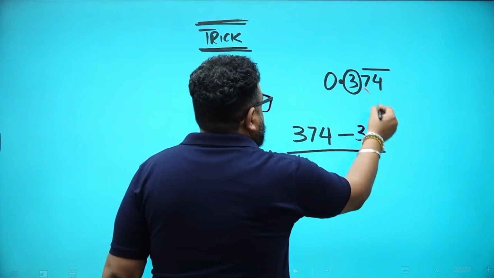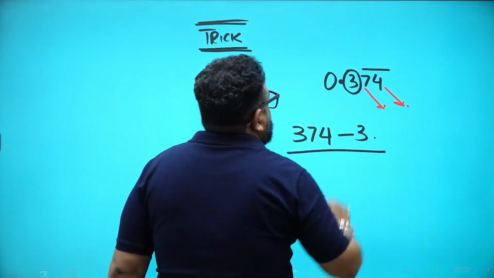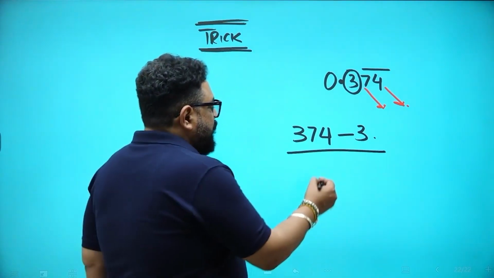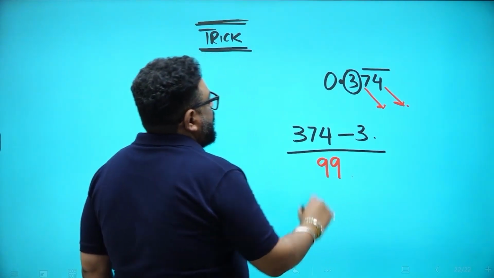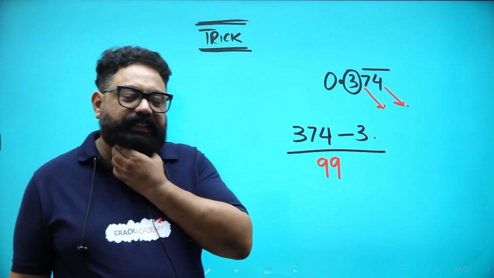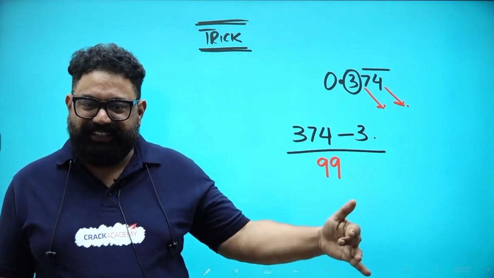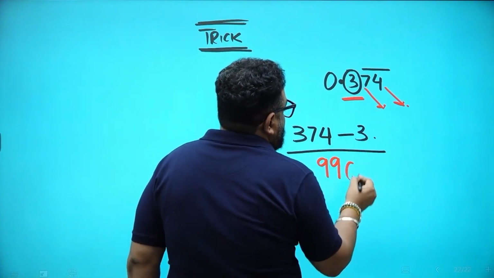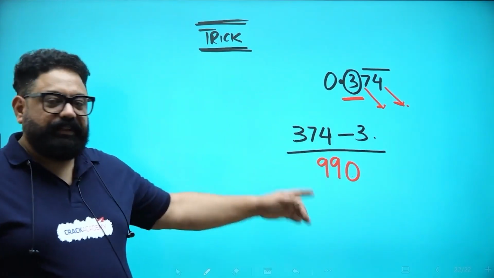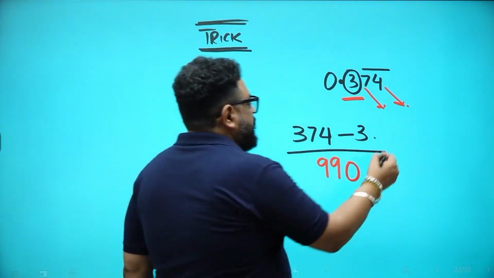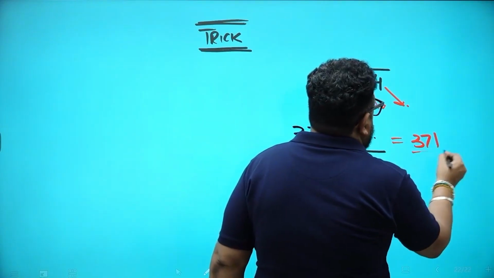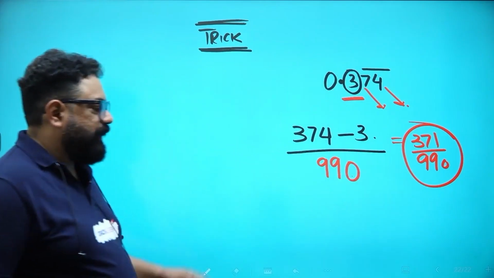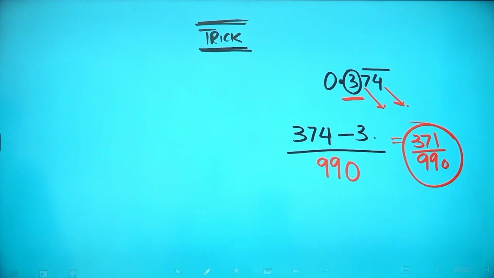as many 9s as there are numbers having bar. There are two numbers having bar, so you would have two 9s. As many 9s as numbers under the bar, and 0 for numbers not under the bar. So 3 is not under the bar, for that you put 0. So your answer is 371 upon 990. If you check it in your calculator, you would get the same answer. So kindly make a note of this.